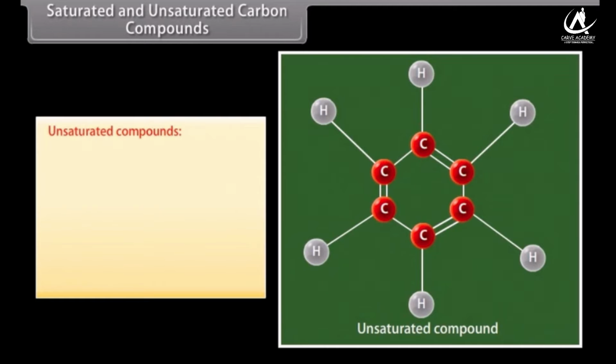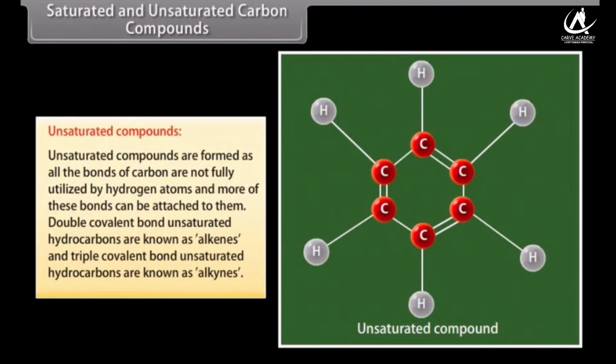Unsaturated compounds. Compounds of carbon and hydrogen that contain double or triple covalent bonds between the carbon atoms are called unsaturated hydrocarbons. These are formed as all the bonds of carbon are not fully utilized by hydrogen atoms, and more hydrogen atoms can be attached to them. Double covalent bond unsaturated hydrocarbons are known as alkenes, and triple covalent bond unsaturated hydrocarbons are known as alkynes.